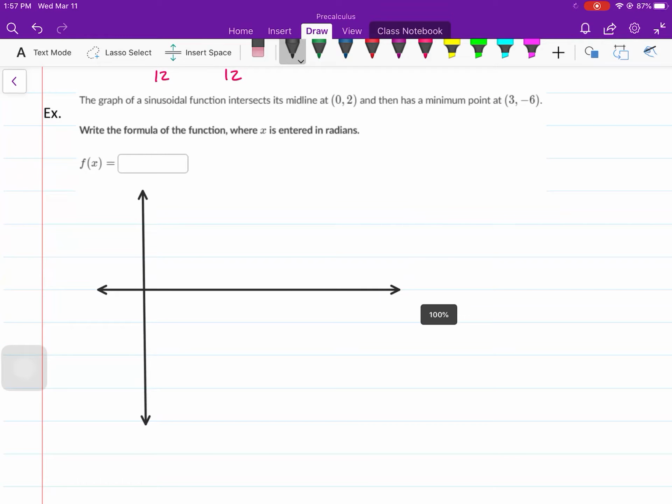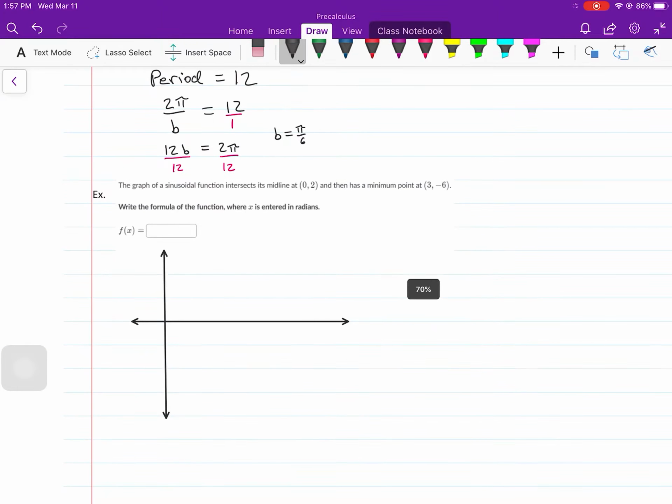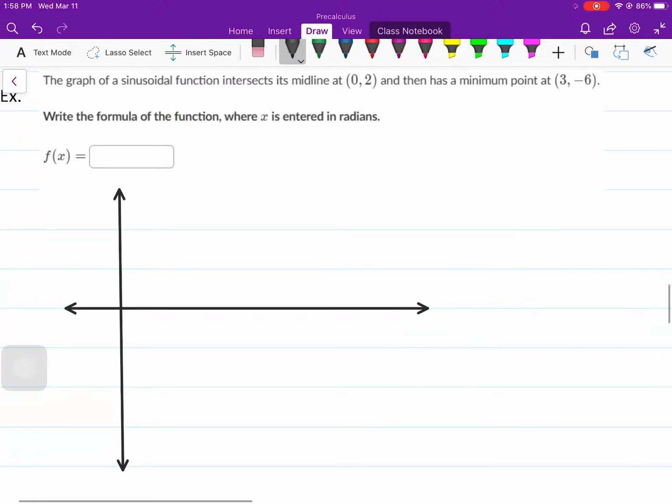Alright guys, so I thought I'd give you another example. This one where you're seeing a function that starts at the midline and then has a minimum. So this time it's a little different because we're starting with the midline and then we're going to a minimum. So normally we think of sine starting at the midline and that it goes up to its maximum a quarter of the way, but this time a little bit backwards. We're starting at the midline and instead we're going to go to our minimum.